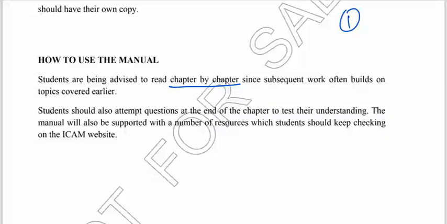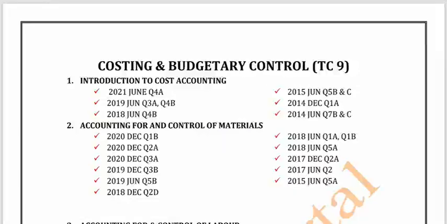This is how it looks like. So, like for example, chapter 1, introduction to costing. So you will have these questions, like question number 4A, right, in June, right, was to do with this.